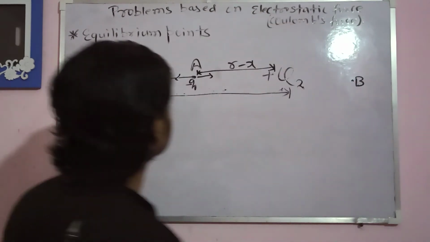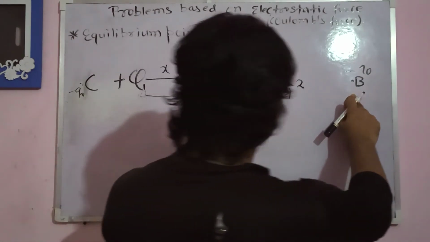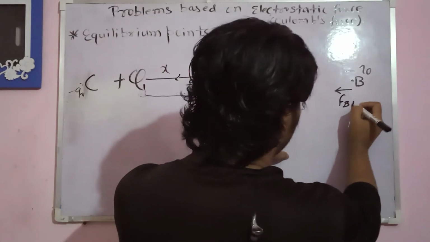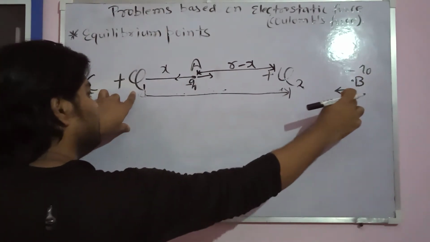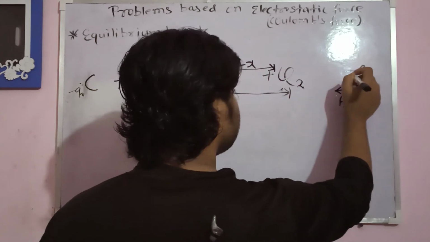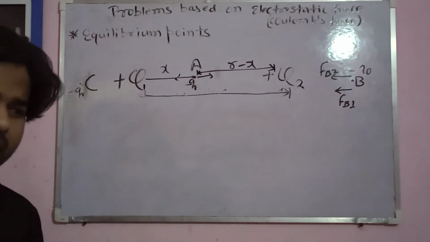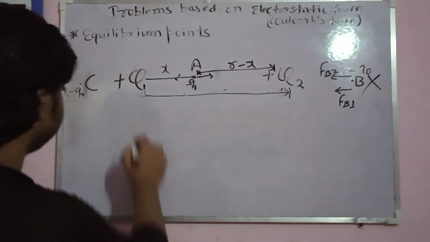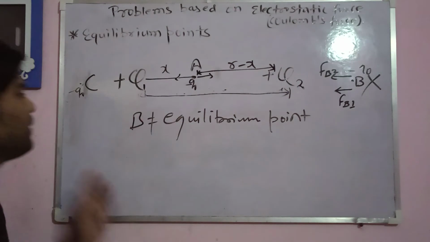Take a point B here. So Q0 here too, and minus Q0 here too. Let's check this point first. Force by Q1 on this minus Q0 is attractive, in this direction, that will be FB1, because Q1 pulls minus Q0 towards itself. Force by Q2 on minus Q0 also attracts it, so this force is also in this direction. Again both the forces are in the same direction. They may be equal in magnitude or may not, but they are in the same direction, so there is no probability of getting any equilibrium point here. So B is not an equilibrium point.